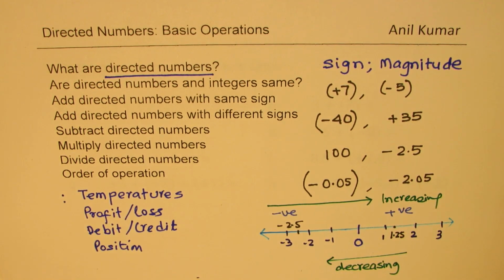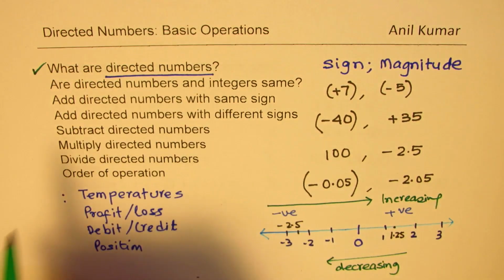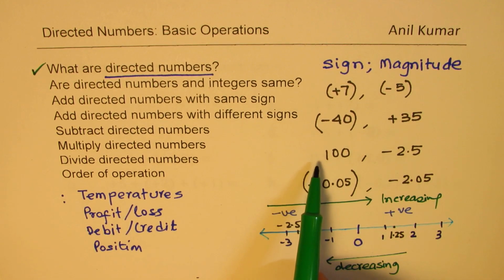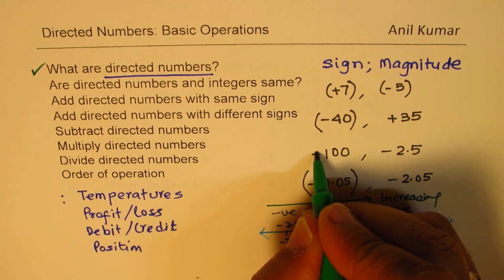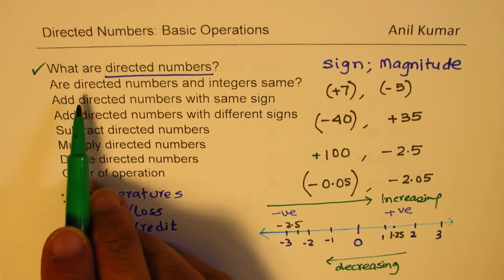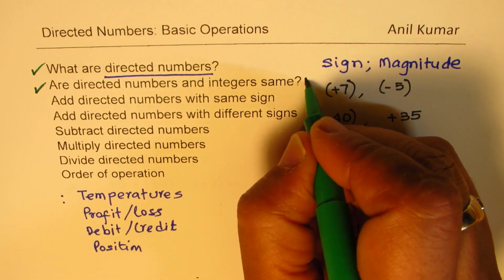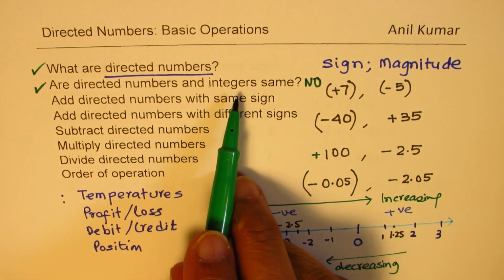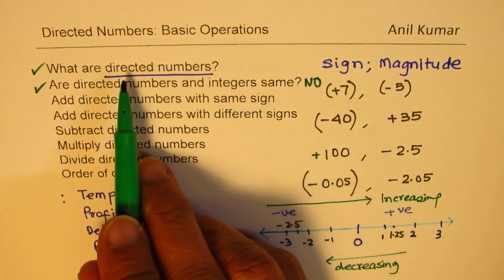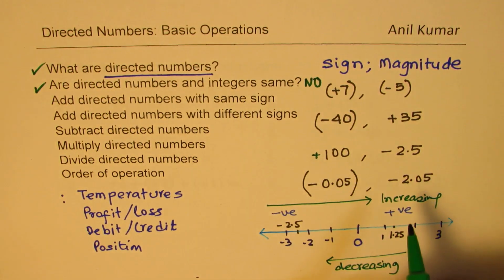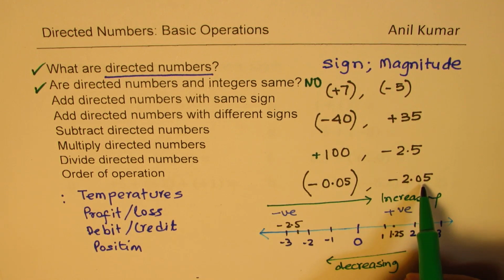Now I hope we have also answered the second question. We know what directed numbers are. They have sign and magnitude. If there is no sign, it is assumed to be positive. The second thing is, are directed numbers and integers the same thing? The answer definitely is no. All integers are directed numbers, but directed numbers may not be integers. As we have, 2.05 is not an integer. Minus 2.05 is a real number, not an integer.